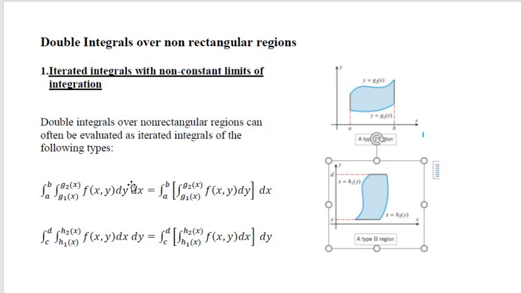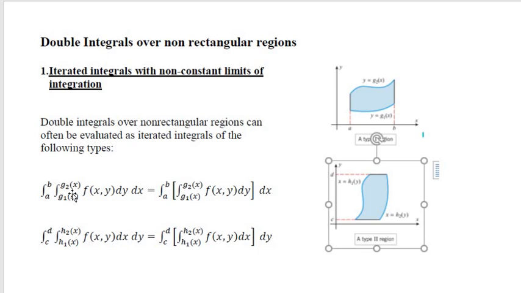Accordingly, we can write the double integral over R f of x y dx dy in terms of type 1 and type 2 region. And it is possible to convert a type 1 region into type 2 region and type 2 region into type 1 region. That process is called change of order of integration, because when we write the limits like integral a to b, integral g1 of x to g2 of x, f of x y dy dx, this is the limit corresponding to type 1 region.